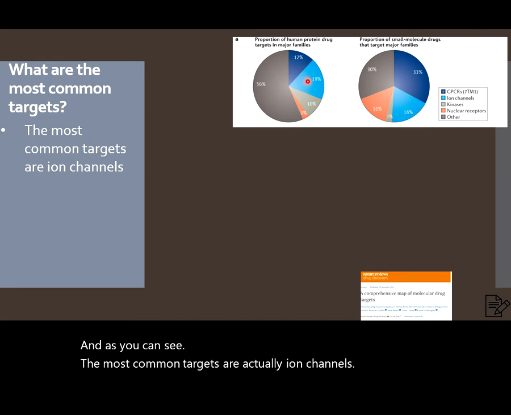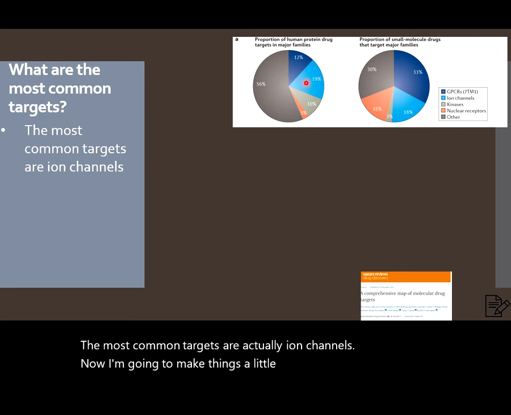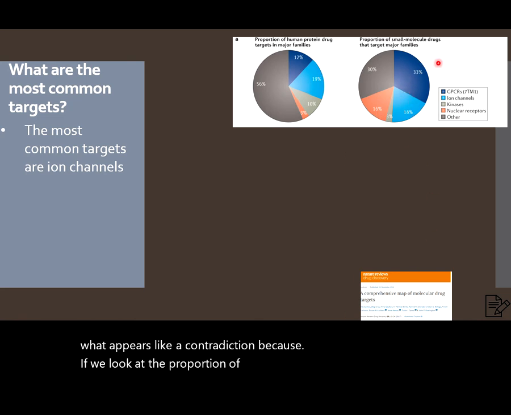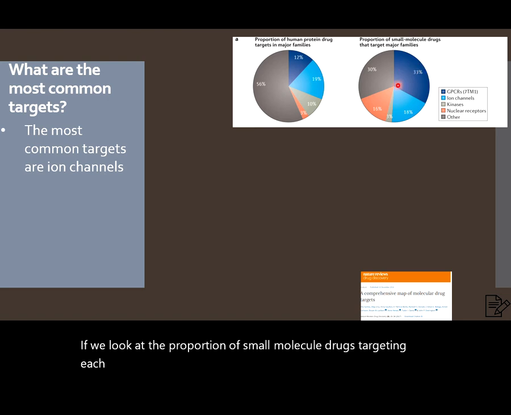Now I'm going to make things a little bit complicated now with what appears like a contradiction, because if we look at the proportion of small molecule drugs targeting each receptor family, we find that G protein receptors have the most drugs directed to them.